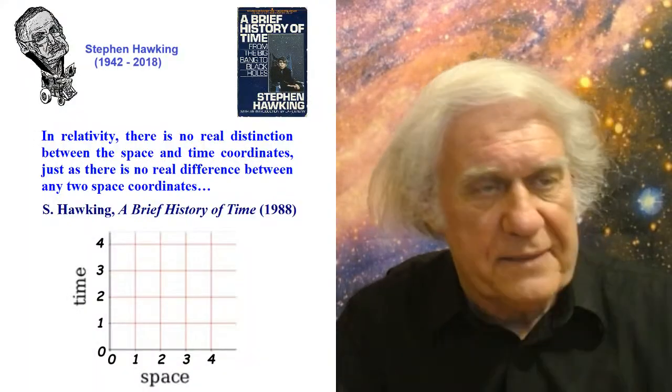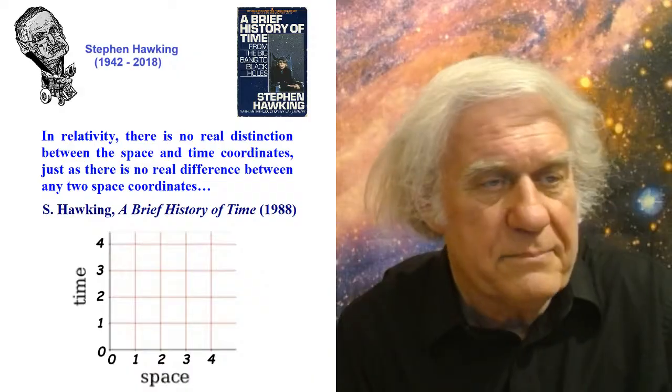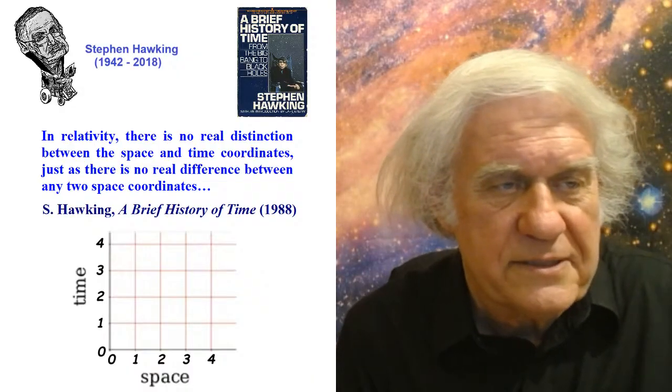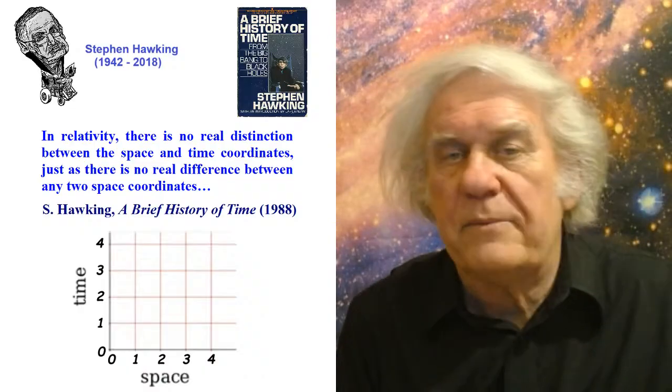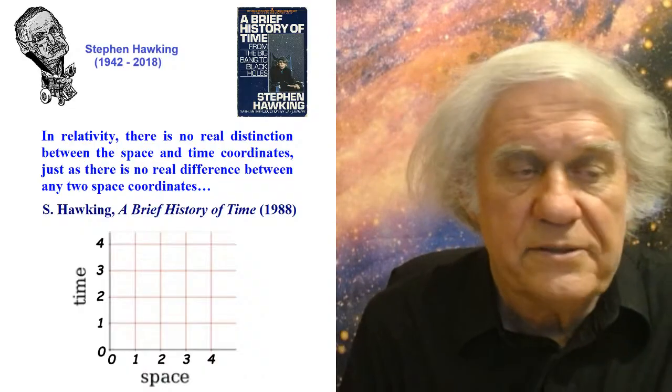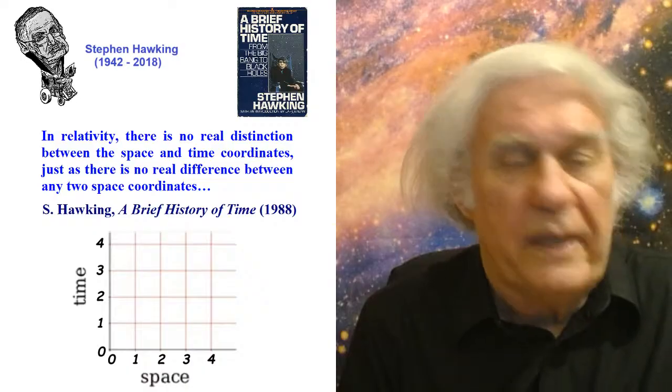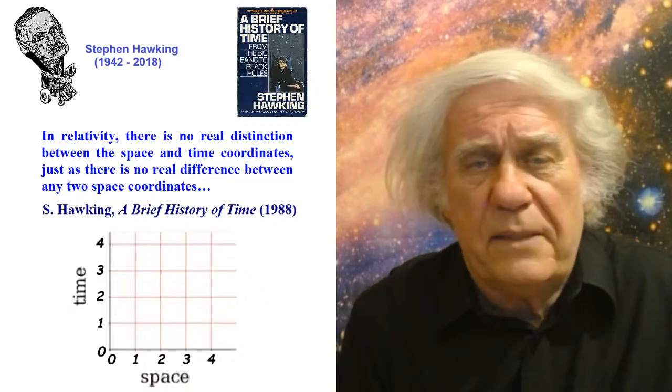Okay, so what's the issue? Here you have Stephen Hawking. He confirms what I just said. Stephen Hawking, he was a so-called mathematician who called himself a physicist. Says, in relativity, there is no real distinction between the space and time coordinates, just as there is no real difference between any two space coordinates. Right, because they're talking about number lines.